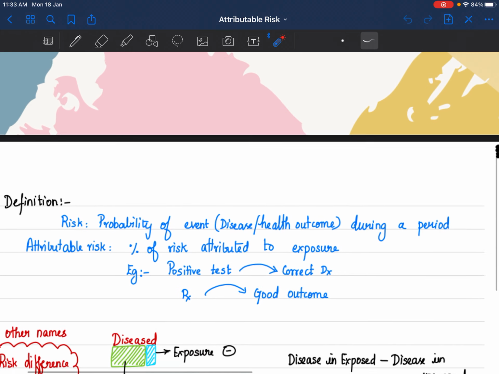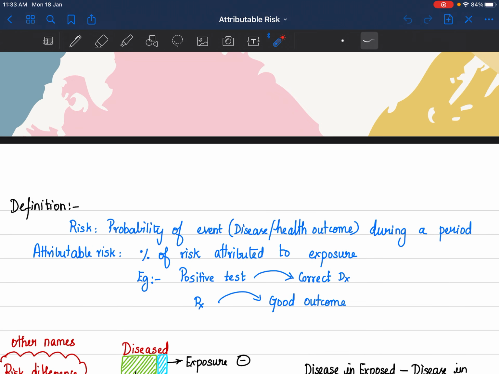So what is attributable risk? Let's see what risk is before seeing attributable risk. Risk is the probability of an event. It can be a disease or a health outcome during a period. Suppose you are following up a patient for 10 years to see who is going to develop diabetes. So that is risk, the probability of an event occurring during a specific time period.